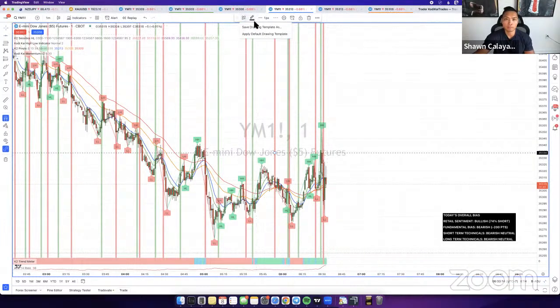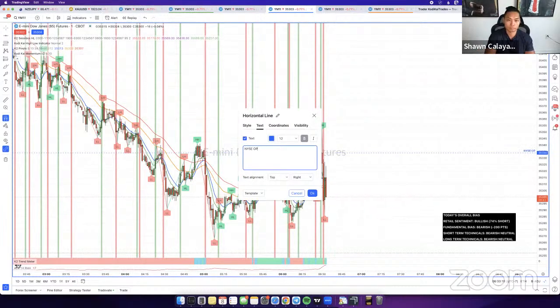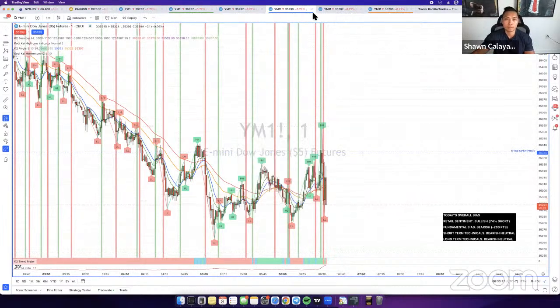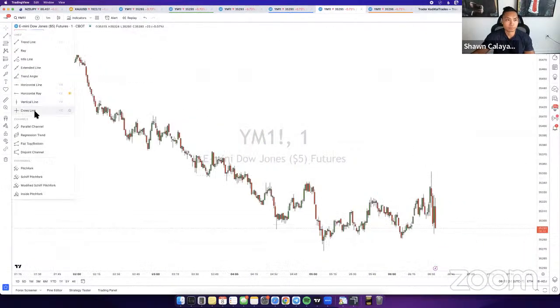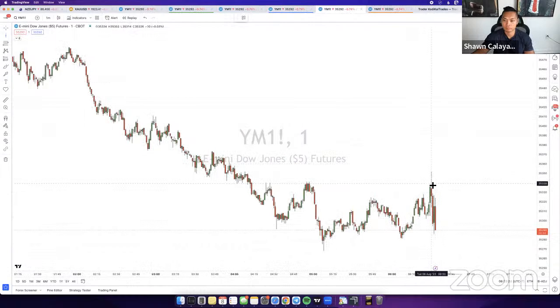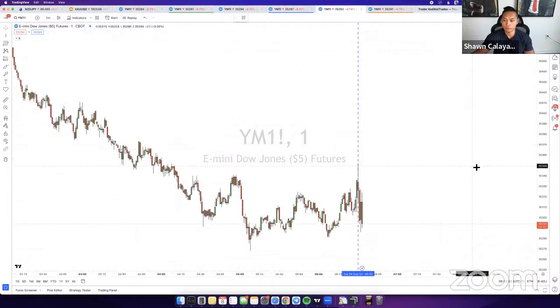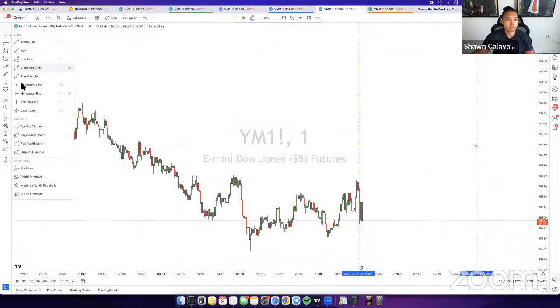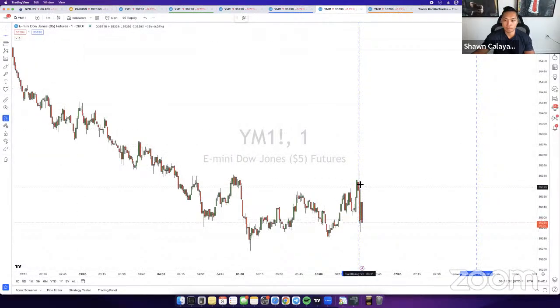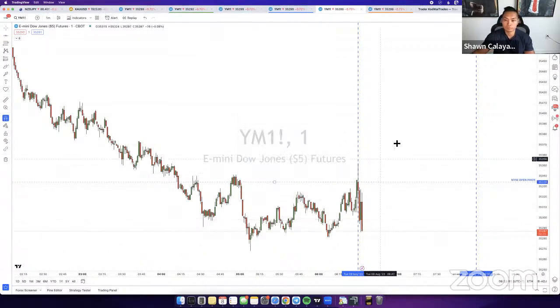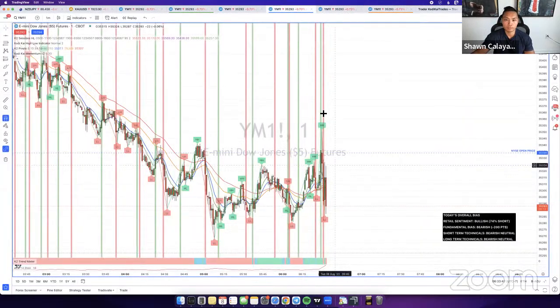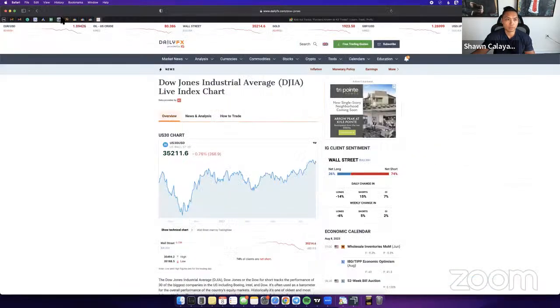red candle right there. Go over here to the clean chart. 6:30, 8 o'clock, opening price. Right there. Let me see if there was any news this morning.